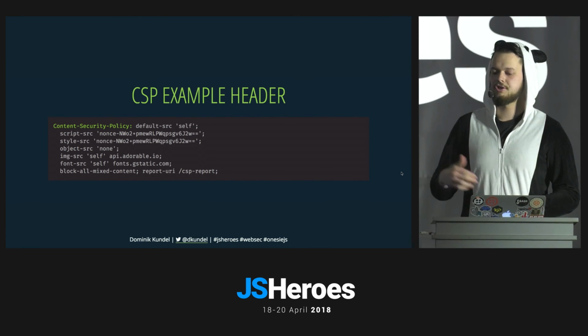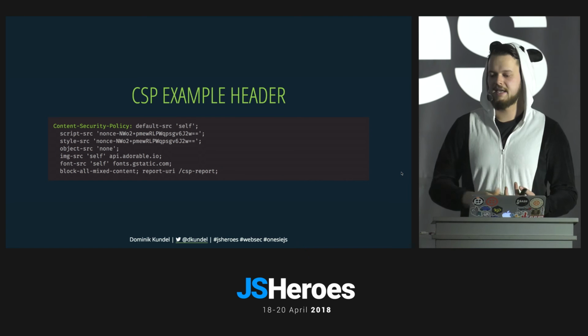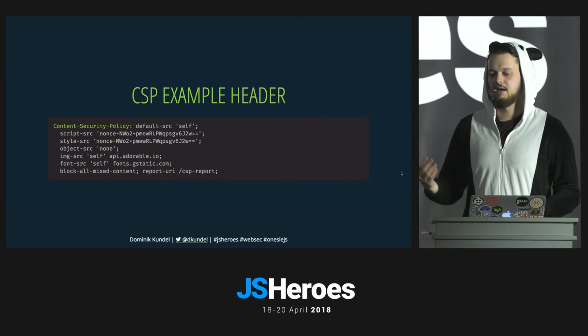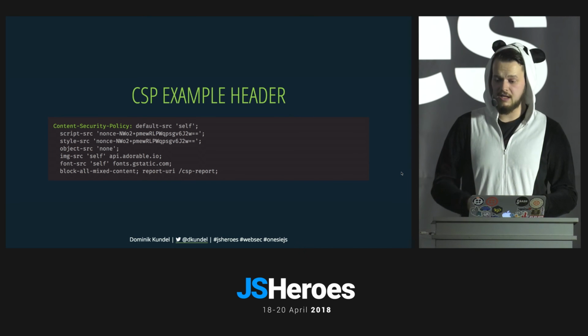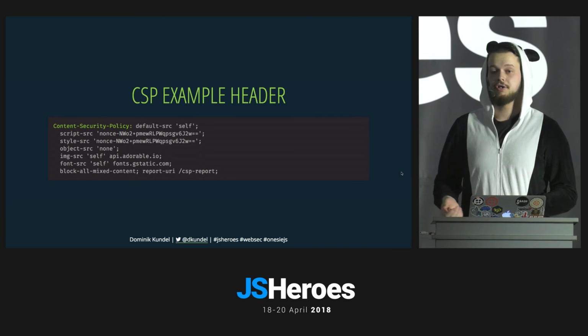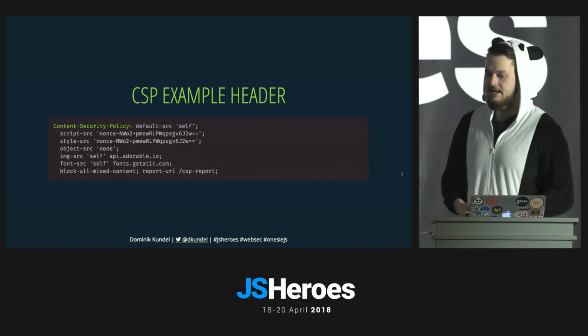I only allow image sources that are on my own domain or api.adorable.io, which are used for the icons, but that's why the Twitter images are not loading. And then I use font sources like Google Fonts. I block all mixed content just to be safe. And then I use a report URI that basically is going to receive a POST request for every violated request.